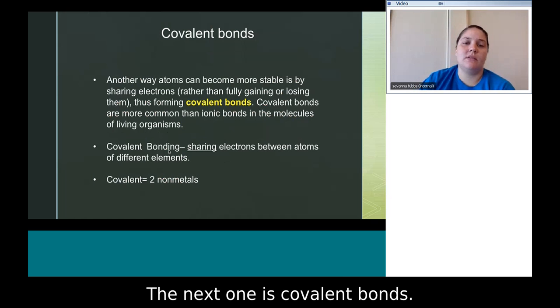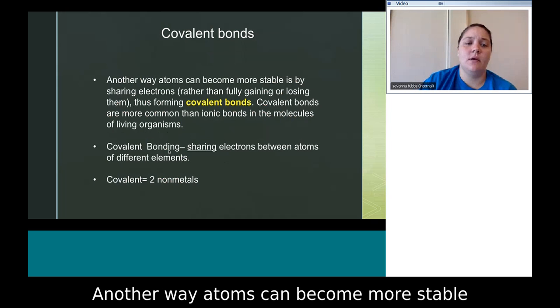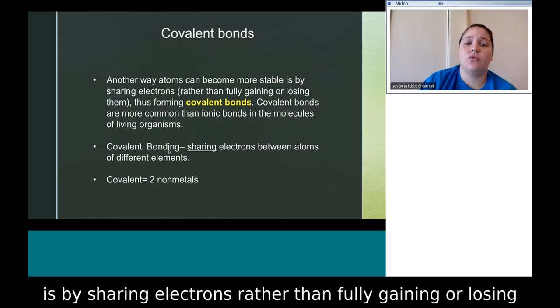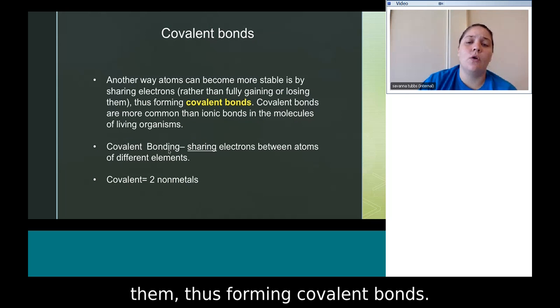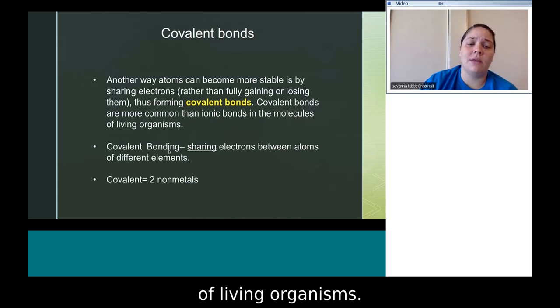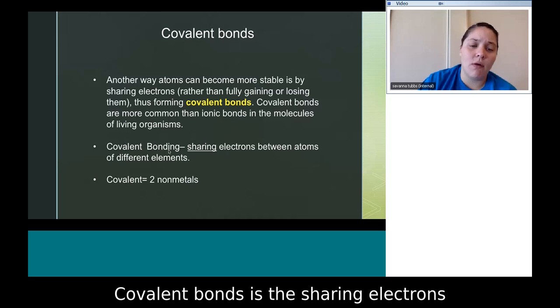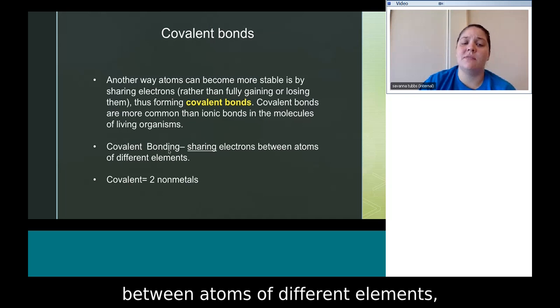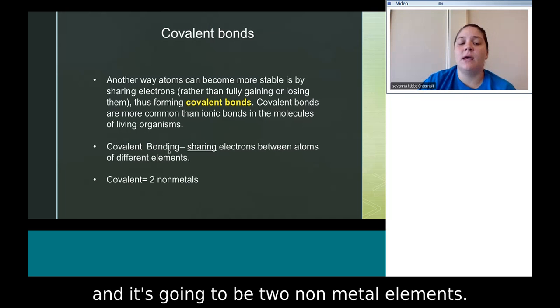The next one is covalent bonds. Another way atoms can become more stable is by sharing electrons rather than fully gaining or losing them, thus forming covalent bonds. Covalent bonds are more common than ionic bonds in molecules of living organisms. Covalent bonds are the sharing of electrons between atoms of different elements, and it's going to be two non-metal elements.